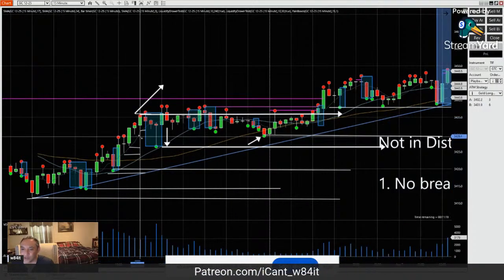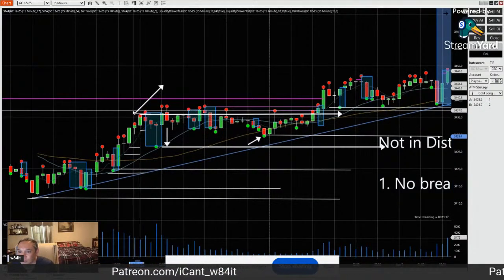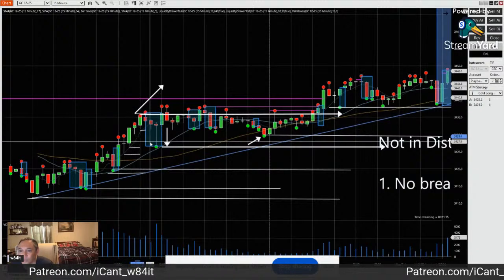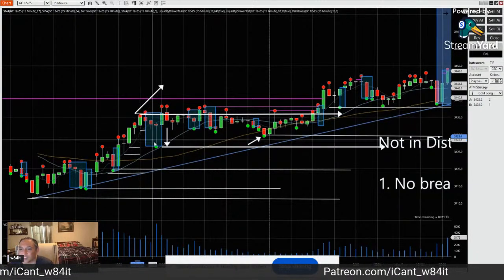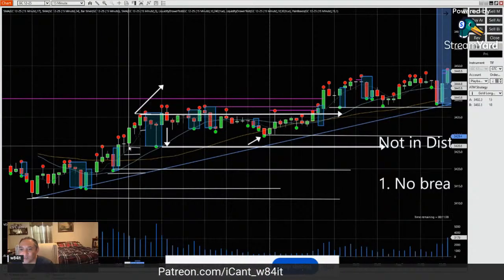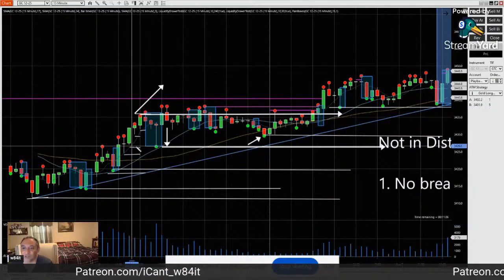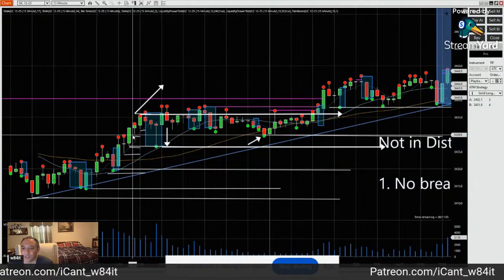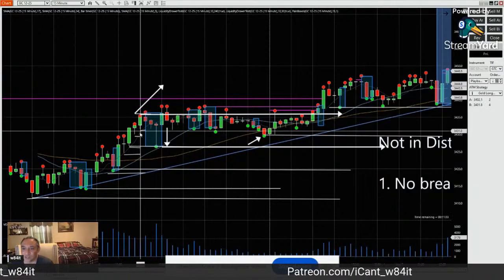And so when you see this big box here, it comes down and it basically breaks the liquidity, or almost breaks the liquidity of this one right here, but does break the liquidity of these two right here.